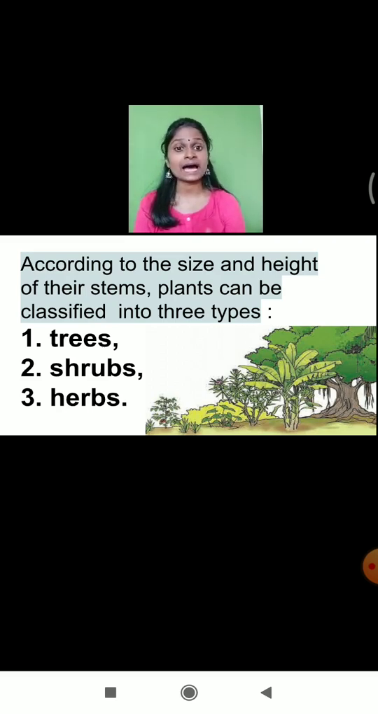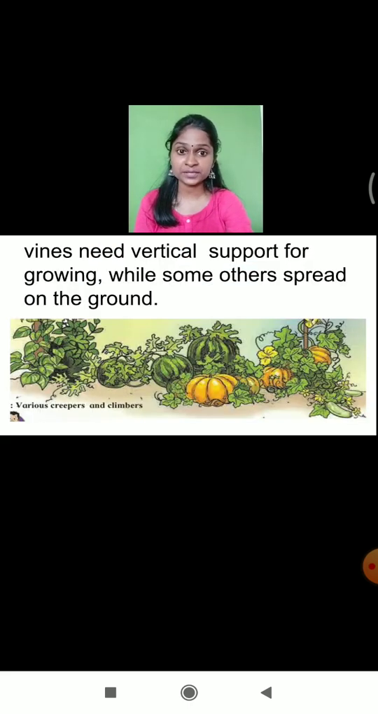Trees, shrubs and herbs. The tree are very tall and they are very wide and they are very strong. On the other hand, shrubs are shorter than the trees and they grow just near the ground level. What about the herbs? Herbs are even smaller than the shrubs. Okay, so these are the three classification given by the Carl Linnaeus. And what else we learned today? We learned about the vines. So we learned that there are certain vines who require vertical support for growth and there are certain vines who require the horizontal support for growth and development.